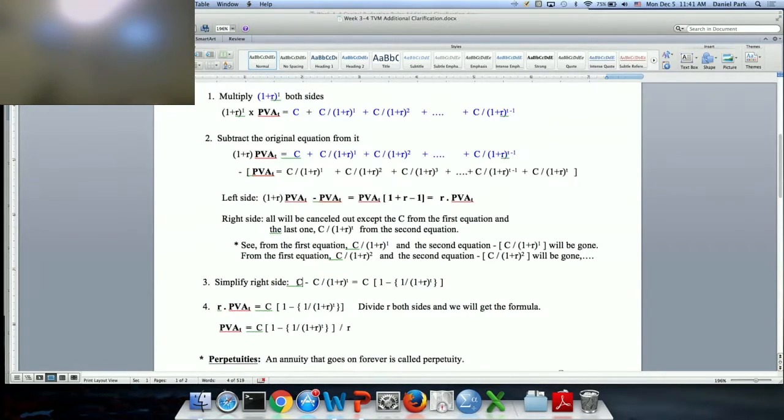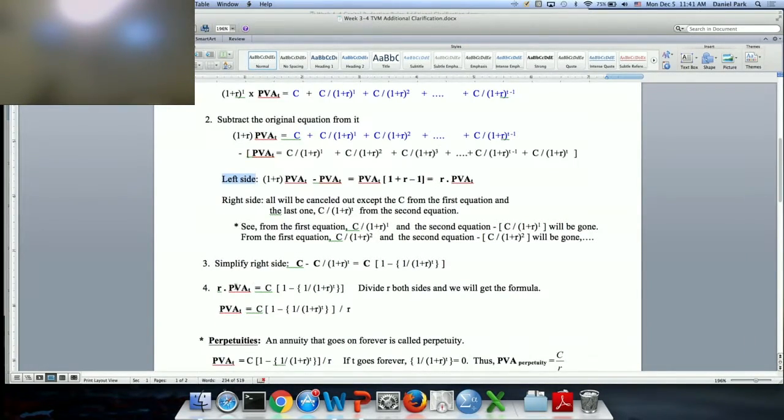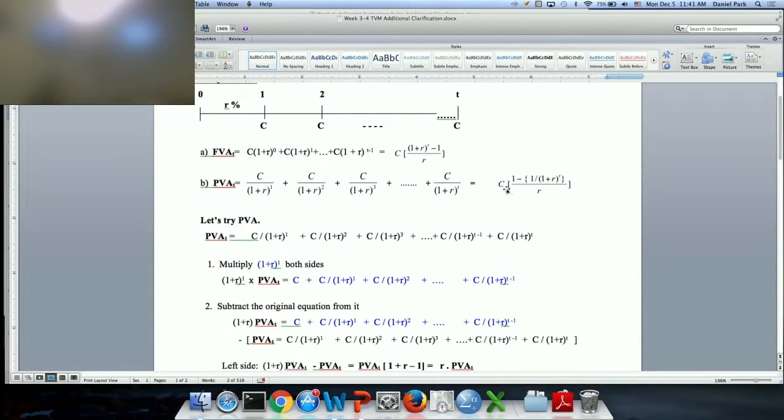Then we simplify. Because C is here, let's make it bold, and another C is here. So we have C out, okay, and then 1 minus 1 over 1 plus R power to T. Then let's combine. Left side, we have R times PVA. Right side, we have this. Then divide both sides by R, then cancel out. And the right side, this one, divide by R. That's the formula we have here.